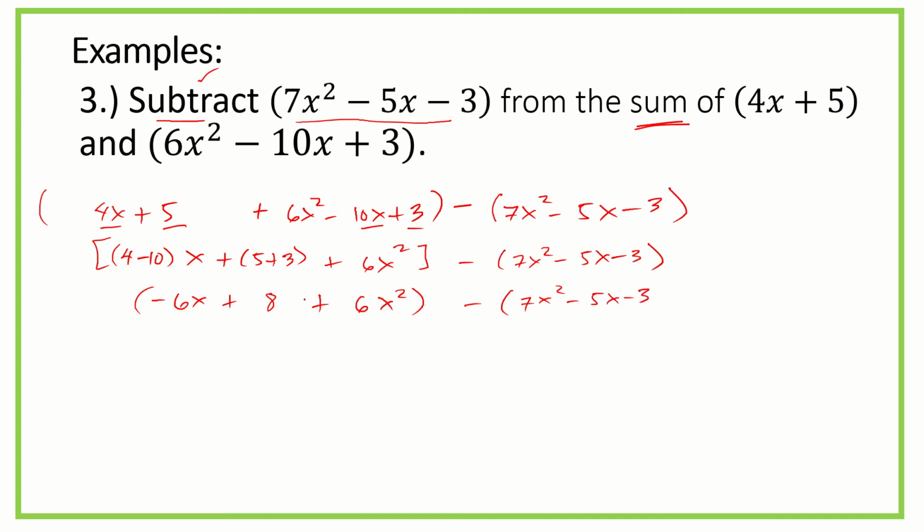Then afterwards, we have to arrange it in standard form. If you notice, this is degree of 1, degree of 0, degree of 2. So we need to rearrange that. So that will become 6x squared comes first, minus 6x afterwards, plus 8.